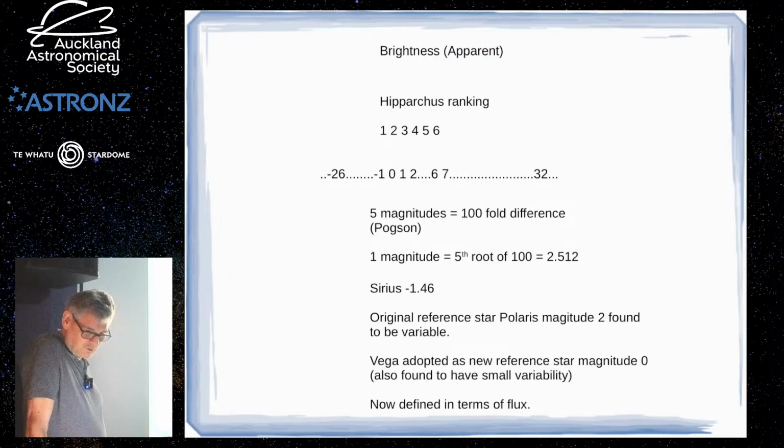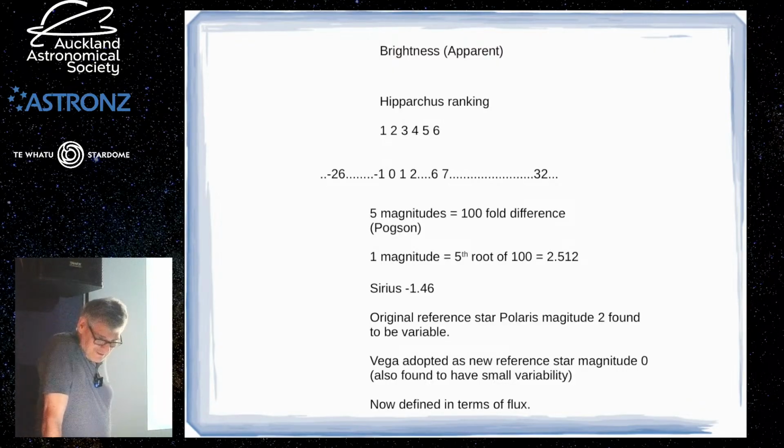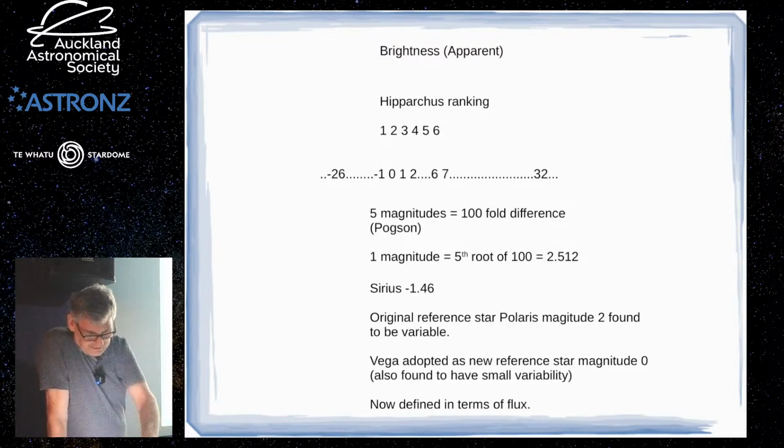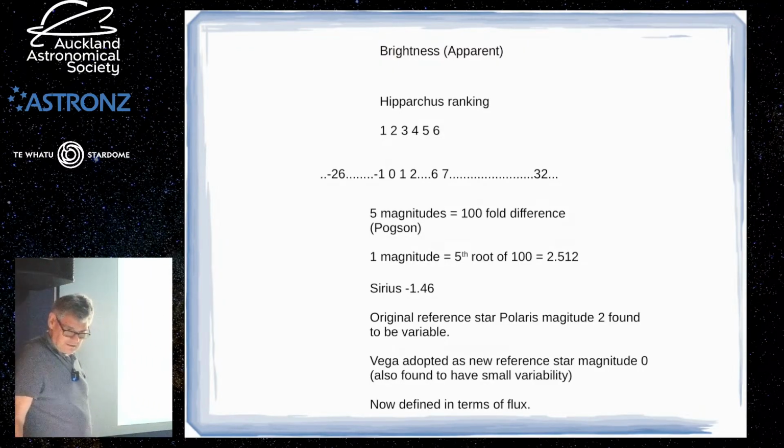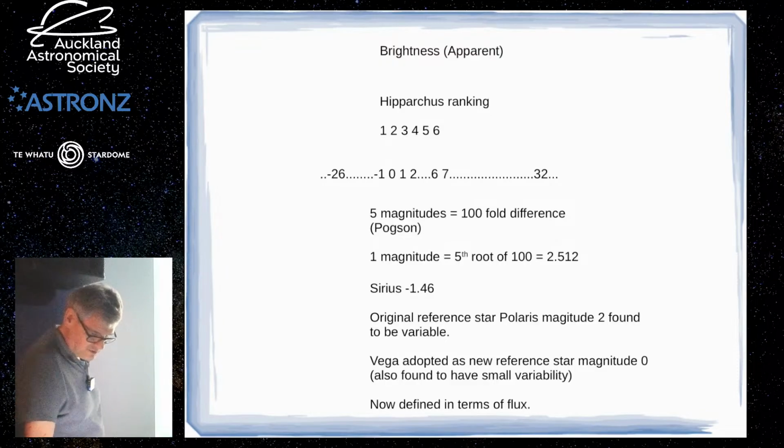For historical reasons, they decided to keep with the system, but put it on a more scientific basis. There's obviously a lot of things that are much brighter than a first magnitude star, such as the Sun, so we have to go into negative numbers. Even things like Venus have a negative brightness. The Sun's brightness is a bit over minus 26 on the scale. And at the other end, you see I've got down to 32. That's about the faintest stars that have been imaged on the Hubble Space Telescope.